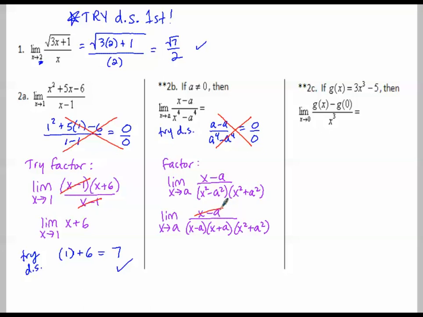X minus a cancels out, and with what we have left, we can plug in with direct substitution, 1 on top, a plus a on the bottom, a squared plus a squared also on the bottom. This makes 1 over 2a times 2a squared, therefore 1 over 4a cubed.